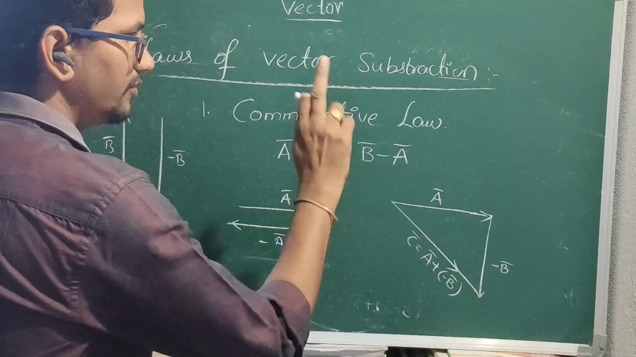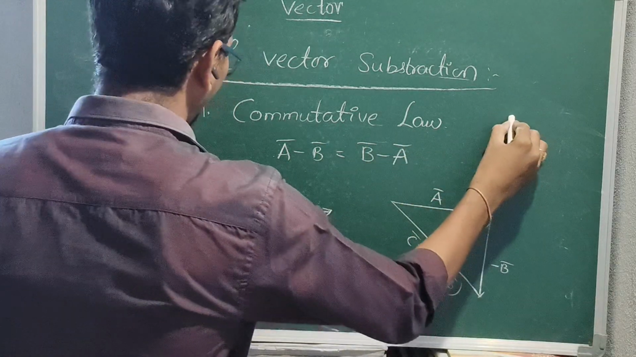Right hand side, b bar is the first vector. B bar means upward. B bar is upward.